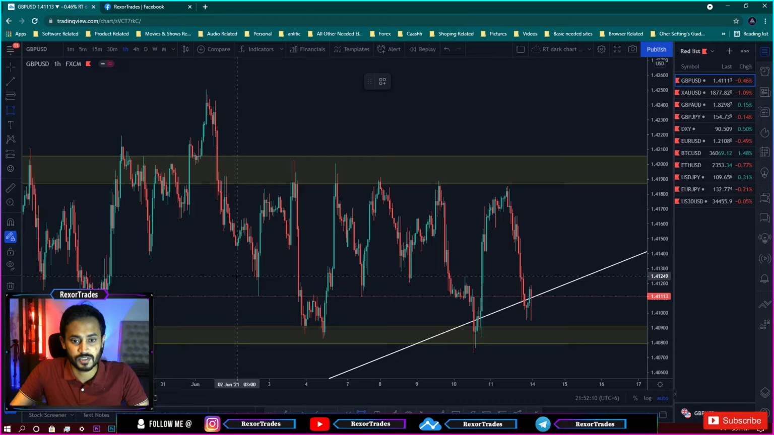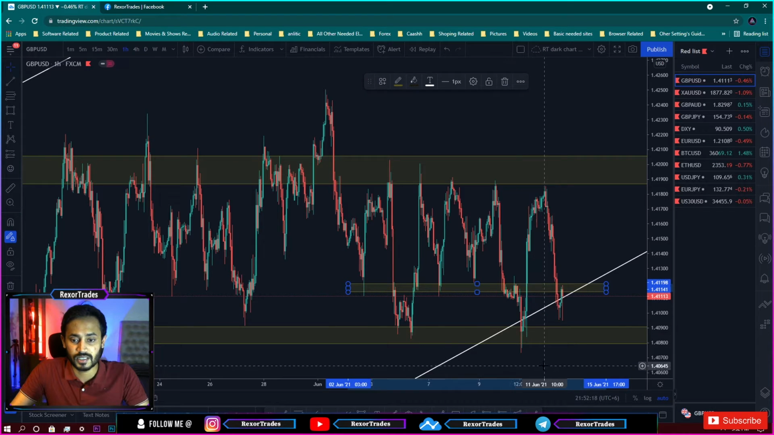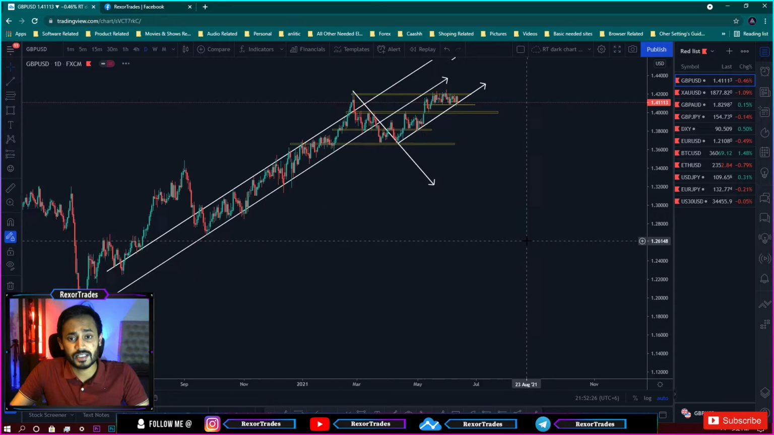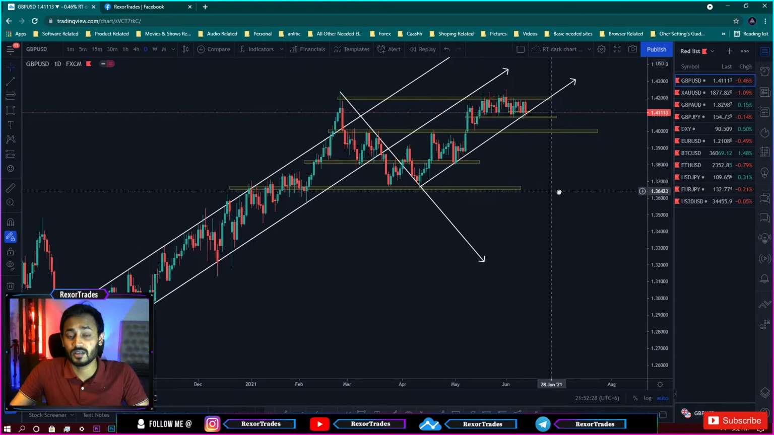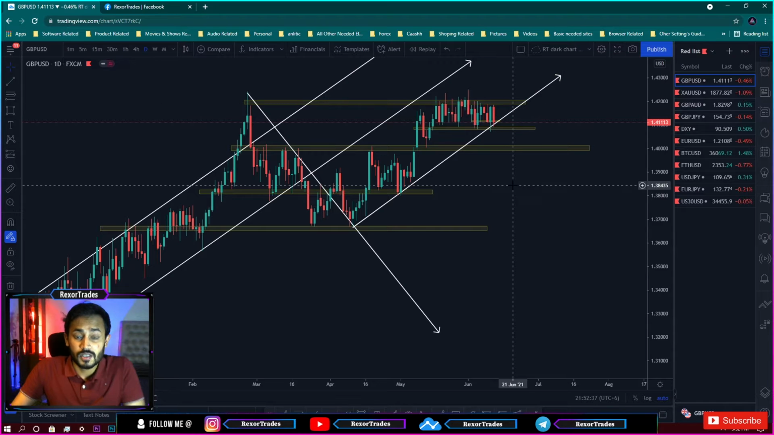So if GBPUSD after breaking below this zone comes to retest these zones again, or any other key zone that it might form in the coming days, then we can enter on the pullback to that zone as well. So that's how we're gonna take an entry on GBPUSD depending on which way GBPUSD actually might make a breakout. So that's the analysis for GBPUSD.